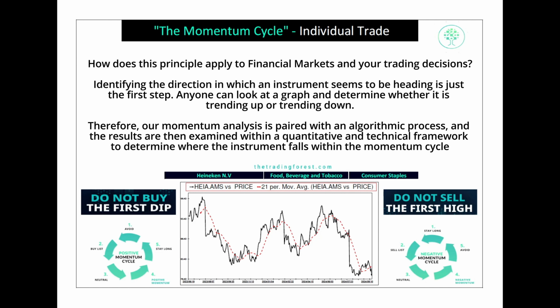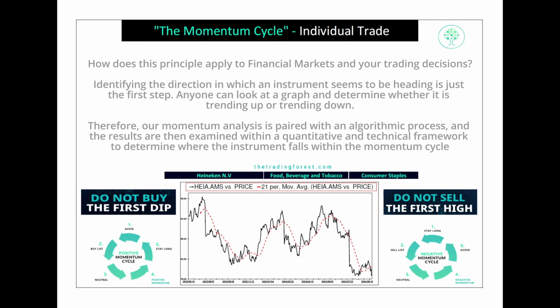Identifying the direction in which an instrument seems to be heading is just the first step. Anyone can look at a graph and determine whether it is trending up or trending down. Therefore, our momentum analysis is paired with an algorithmic process, and the results are then examined within a quantitative and technical framework to determine where the instrument falls within the momentum cycle.